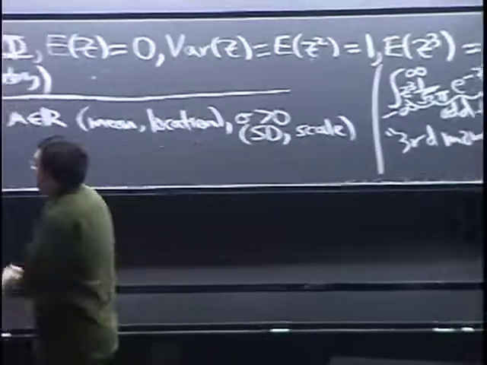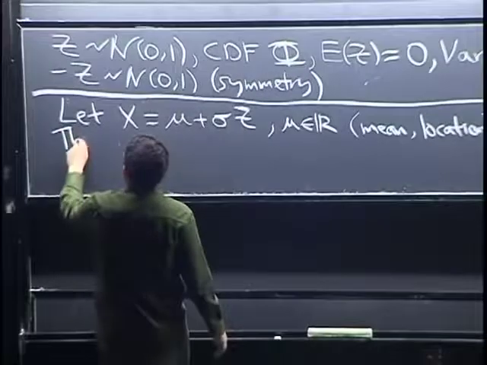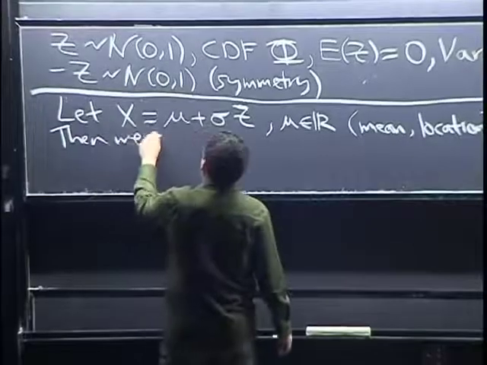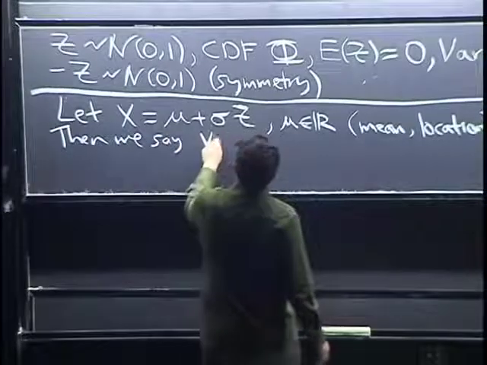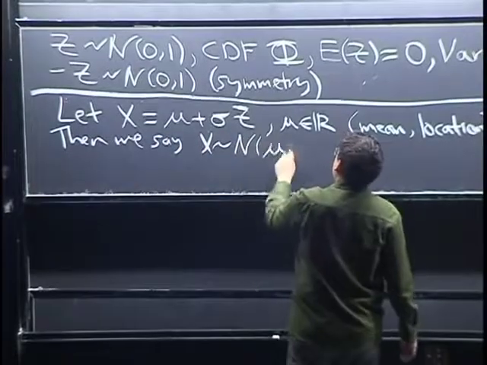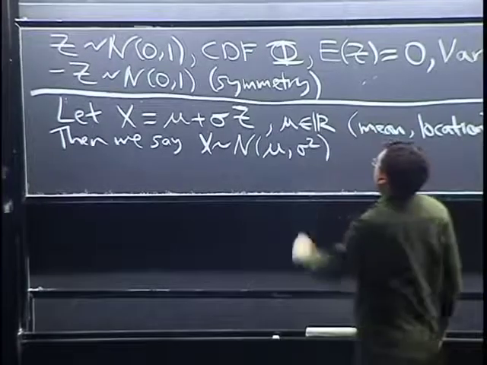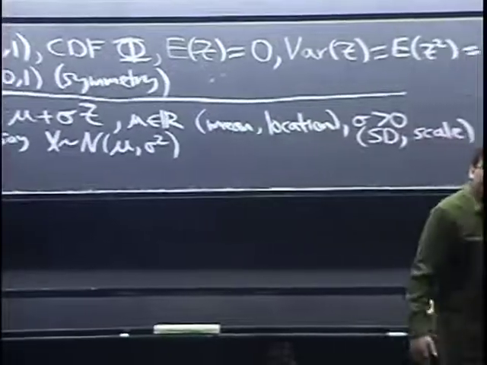Okay, then we say X is normal with mean mu and variance sigma squared. Those are the two parameters.